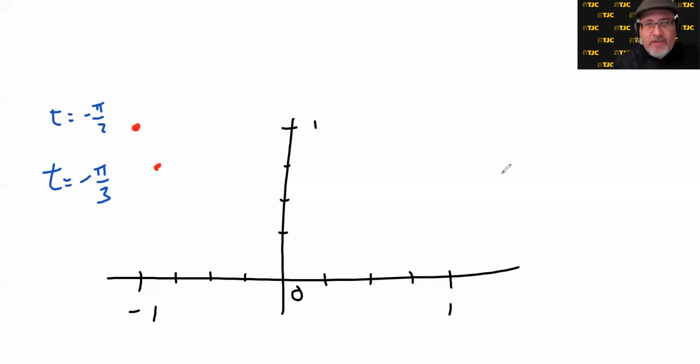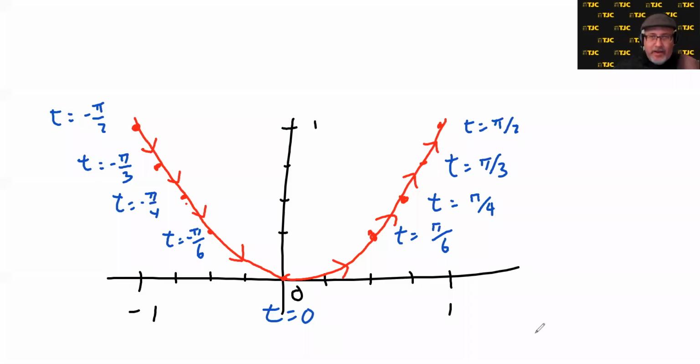I'm going to pause the video and plot the rest of the points that we have so the video isn't too long. And there's the rest of the graph with all the points labeled with their values of t and the orientation moving left to right. But a couple of comments. Number one, this looks like part of a parabola. Number two, what happens before and after the orientation that we have?